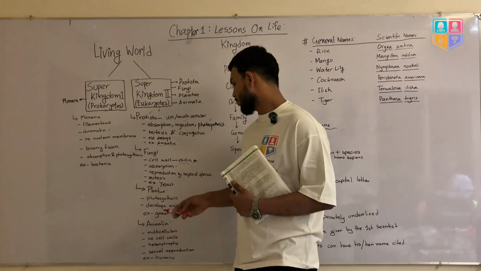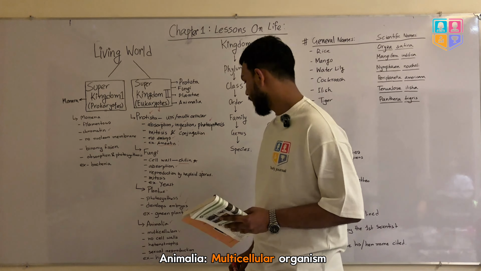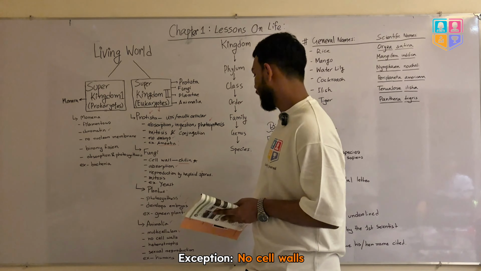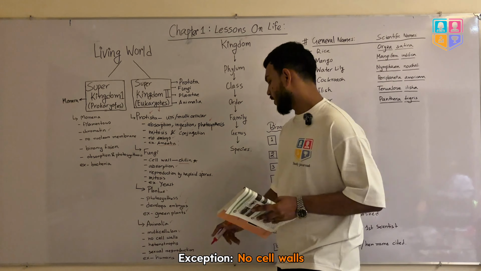Alright, moving on to Animalia. These are mainly multicellular organisms, and a very interesting thing about them is that they have no cell walls. And also they are heterotrophs. That means they take their energy or nutrition in from other sources. And lastly, they reproduce sexually. A good example of that would be humans.